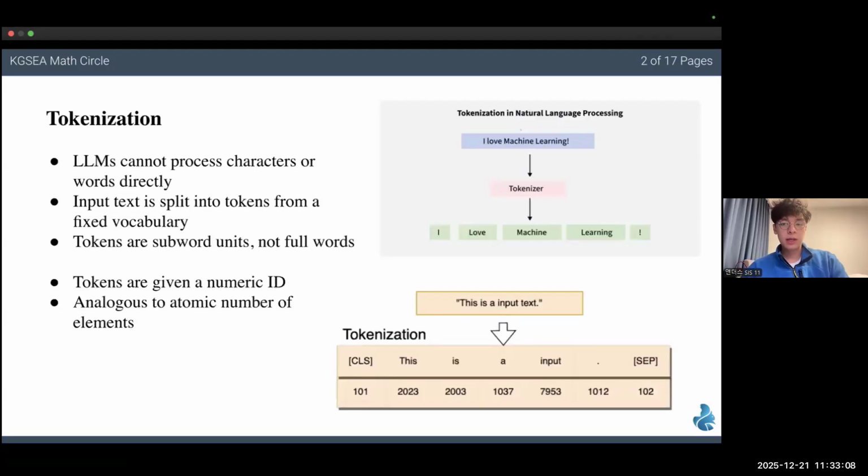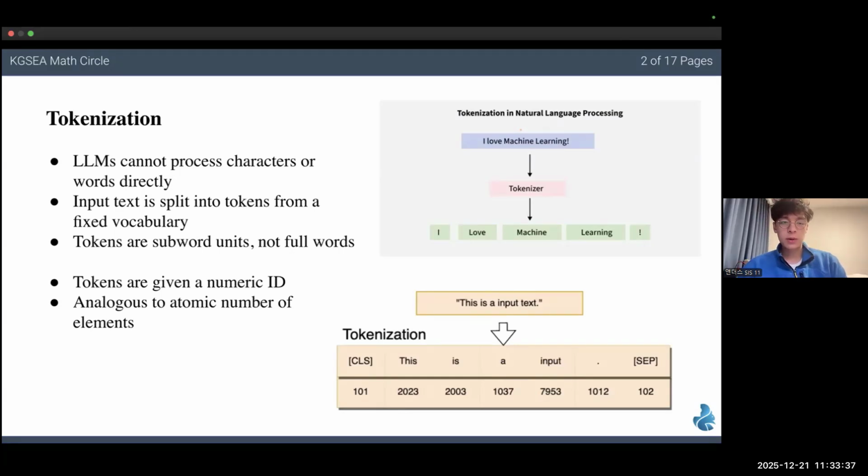First, tokenization is the first step. This is where text gets split into tokens that the LLM can process. LLMs can't process characters or words directly, but what it does is split them into tokens from a fixed vocabulary. For example, if the vocabulary has a word like this, then it'll identify that in the sequence and encode it by giving it a numeric ID.